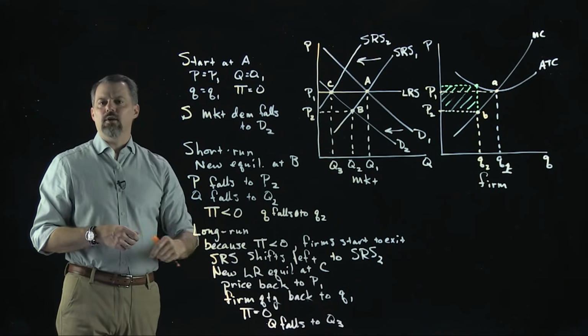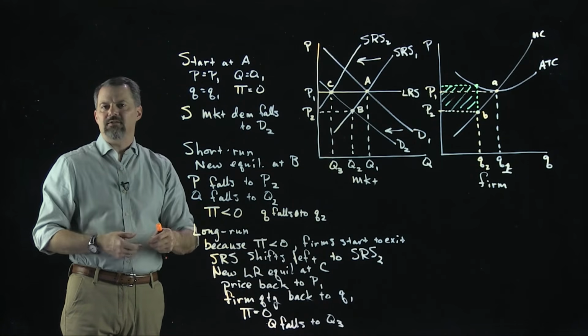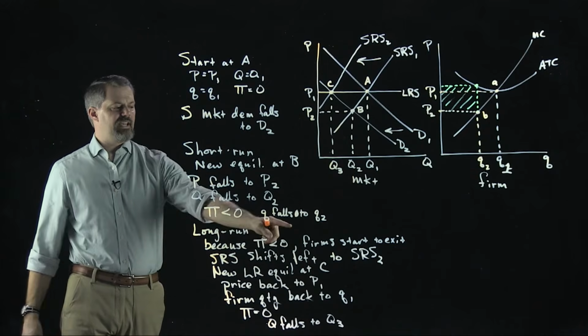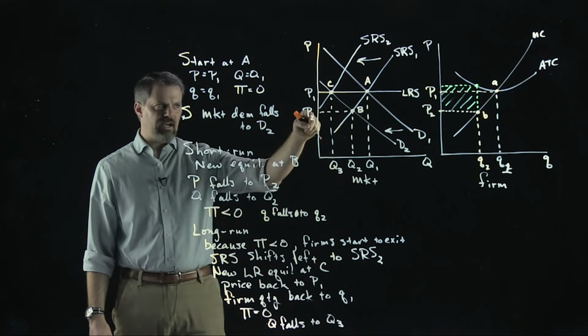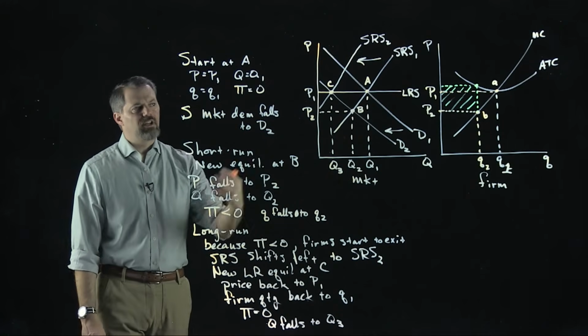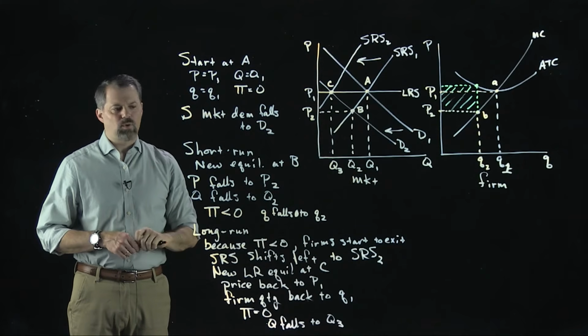In the long run, though, firms will start to exit, and as they exit, the supply curve shifts to the left and it brings price back up. The exit will continue until profit goes to 0, until price gets back to P1, and we're in a new long-run equilibrium where all of the firms are earning 0 profit again.